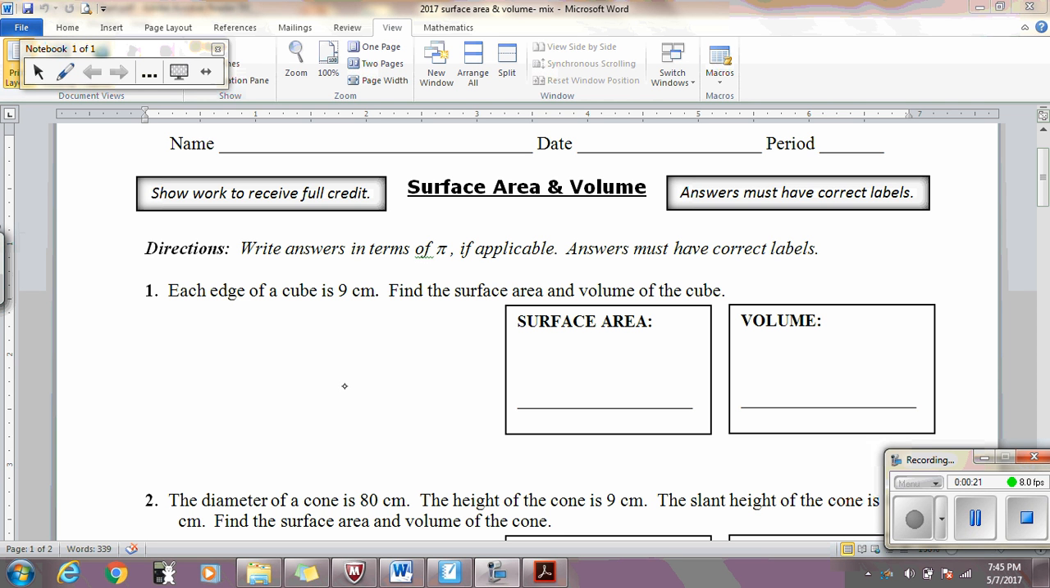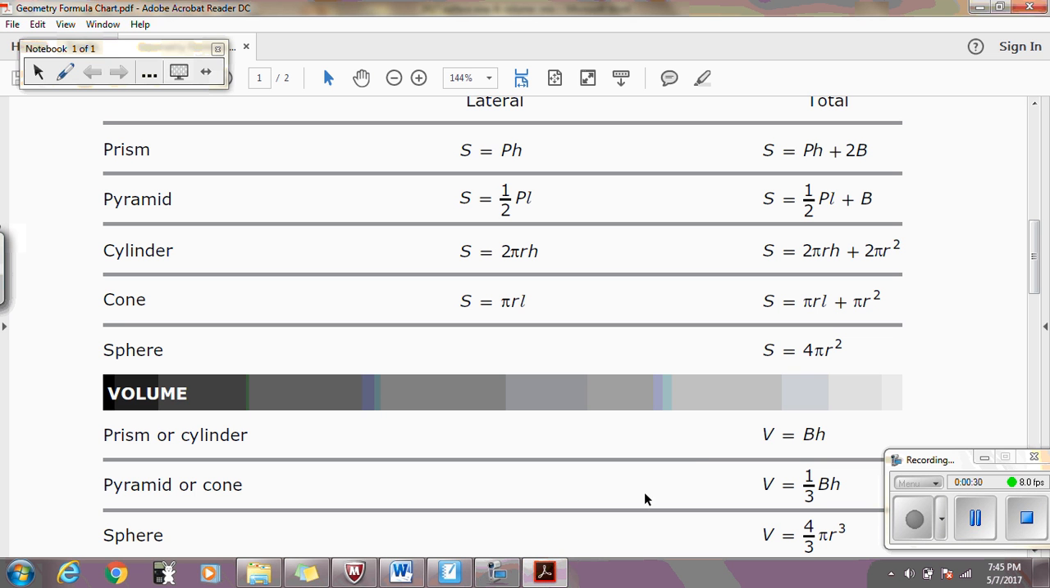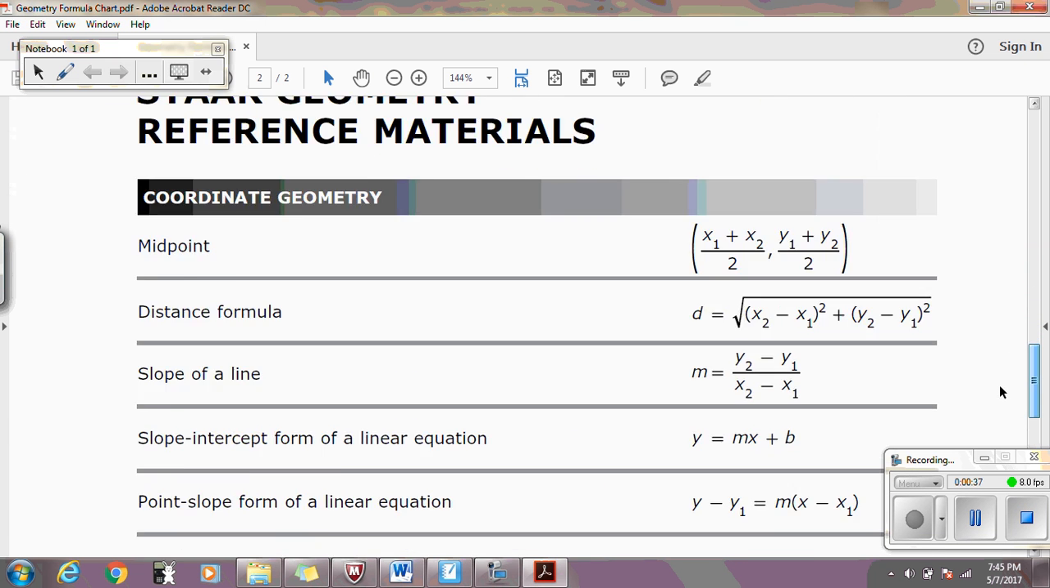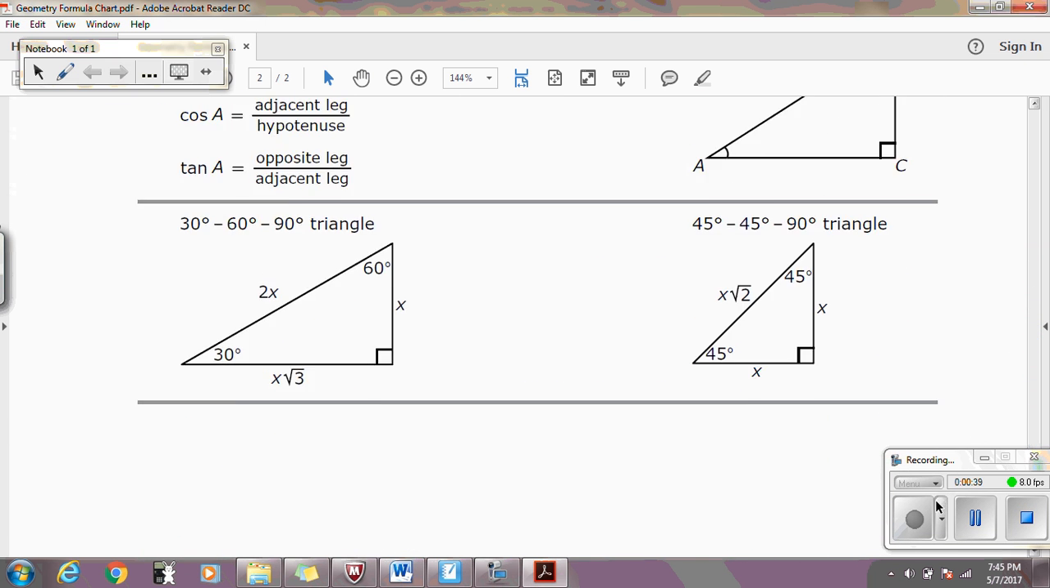Number 1, each edge of a cube is 9 centimeters. Find the surface area and volume of the cube. When we look at the formula chart, the cube is not on this one, but it's on the new one.